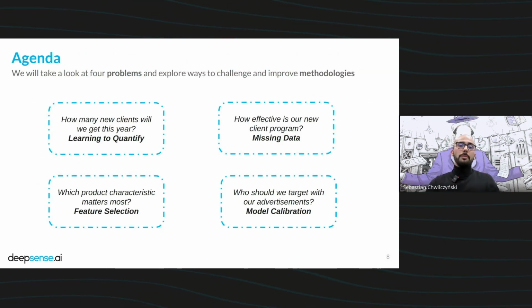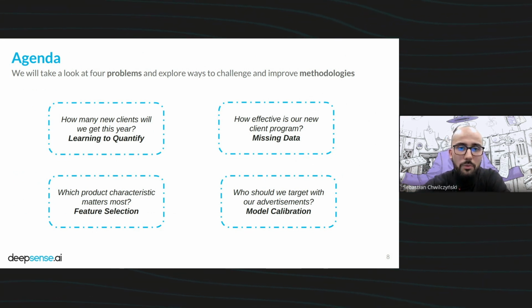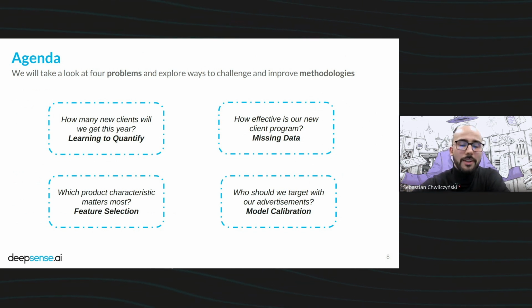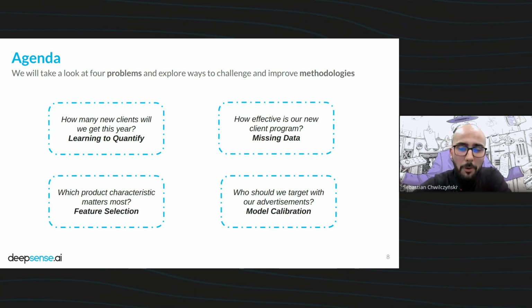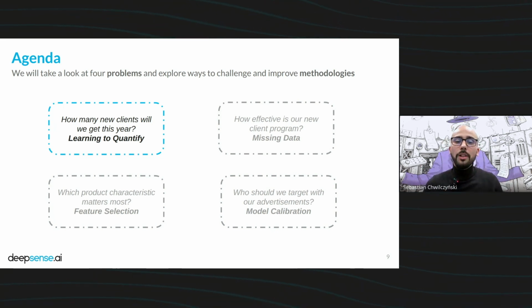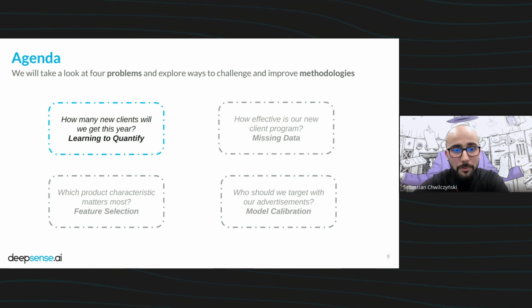Okay, so we will talk about methodologies, and we will talk about 4 problems that I encountered when working with tabular data. We will try to answer questions given to us by a company and solve them. And throughout these questions, we will learn all the main key takeaways that I want to cover. So we will start with the question: how many new clients will we get this year? This is a very good question that we can get from a company when we work with data.